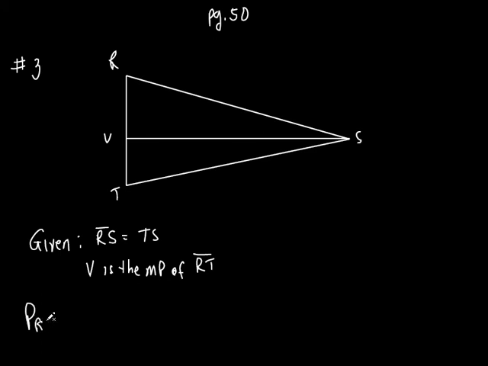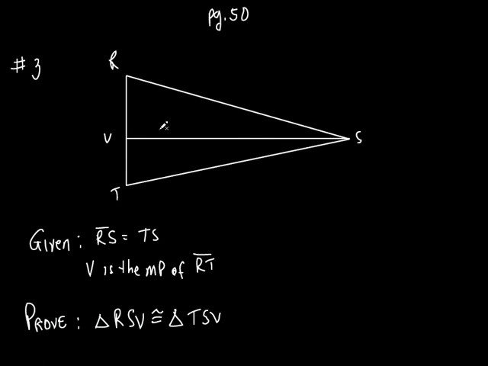And we are trying to prove that the triangles are congruent to each other. That triangle RSV is congruent to triangle TSV. Alright, and we'll do this in yellow this time. Alright, so that's what we have right there.